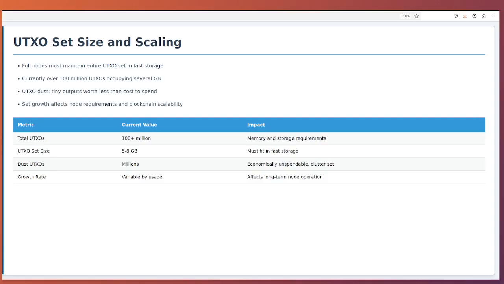UTXO set growth is affected by user behavior. Creating many small outputs bloats the set. Consolidating UTXOs during low fee periods helps.